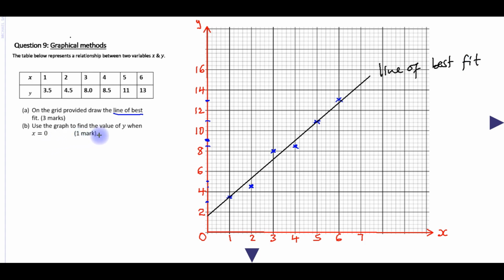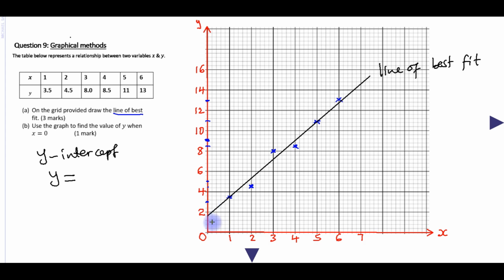Now, use the graph to find the value of y when x is 0. So when x is 0, the value of y will be where the line cuts the y-axis, and that is the y-intercept. So y will be equal to... for our case here, we have 2 units to represent one big box, and there are 5 small squares.